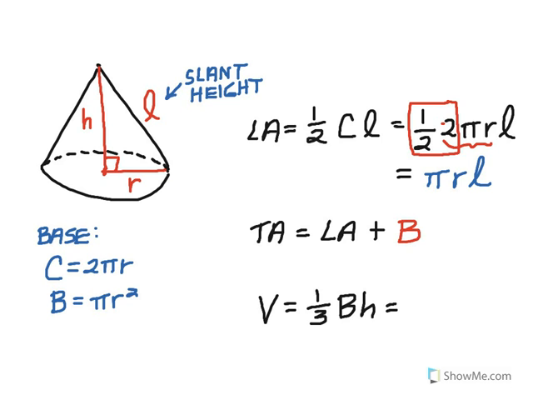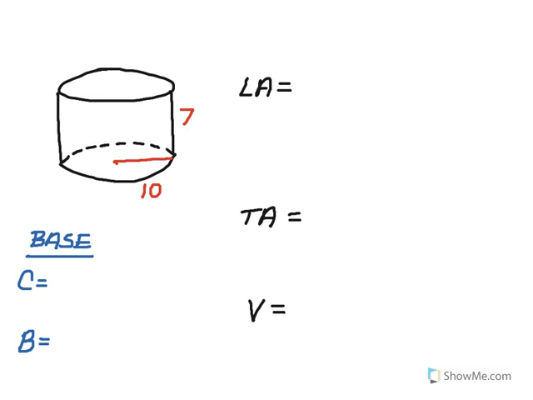And the volume of the cone is, again, much like a pyramid. It's 1/3 of the base area times the height. So again, that would be 1/3 of the base area, which is pi r squared, times the height. So those are the basic formulas for cylinders and cones. Okay, for our first example, let's find the lateral area, total area, and volume of a cylinder that has a radius of 10 and a height of 7.